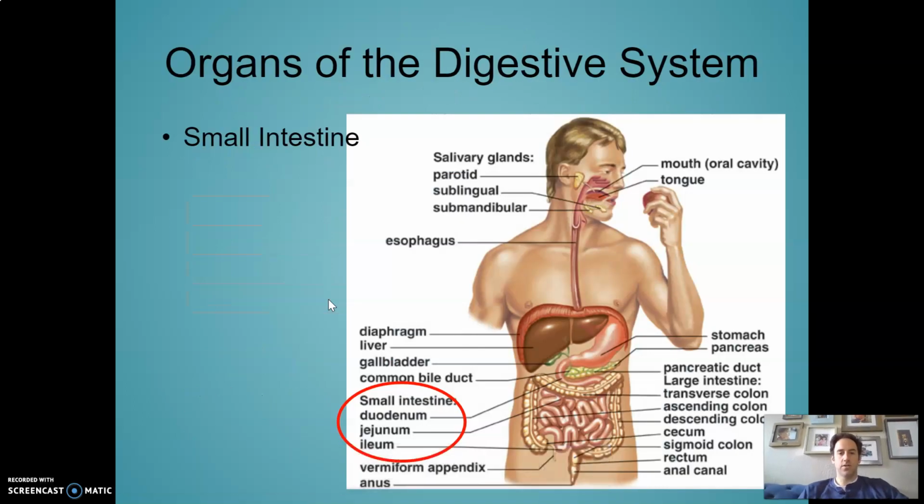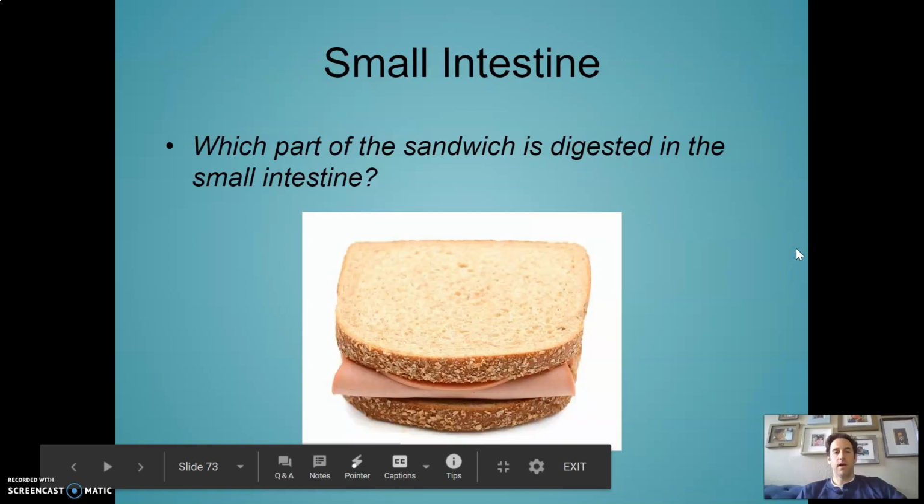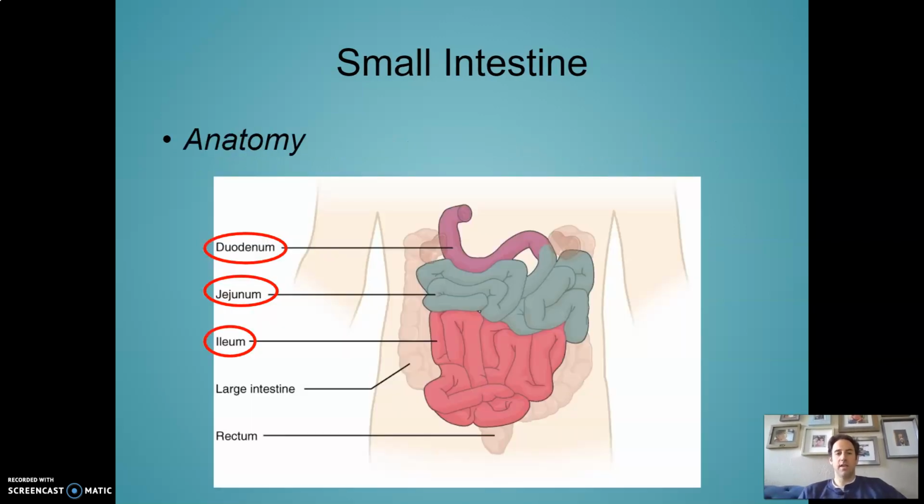The next structure that the food passes through, so mouth, down the esophagus, through the stomach, the next one is the small intestine. Which part of the sandwich is digested in the small intestine from your Spogel? Do you remember? Hopefully you said all three: carbohydrates, lipids, and proteins.